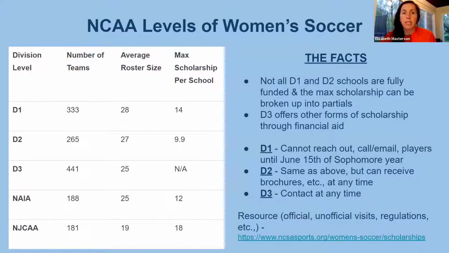So this is just a quick slide about the levels of women's soccer. There's obviously, everyone knows about the NCAA Division I. There's 333 Division I women's soccer teams prior to coronavirus. The average roster size is 28, and the maximum number of scholarships per school, if they're a fully funded school, will be 14. So that's just how to read this grid.